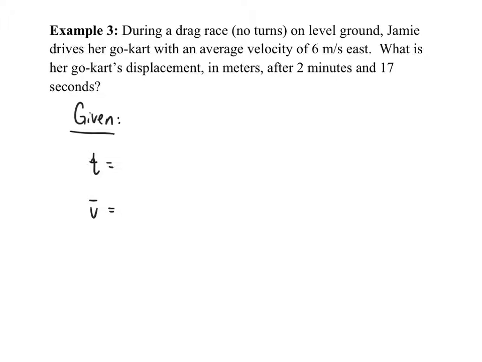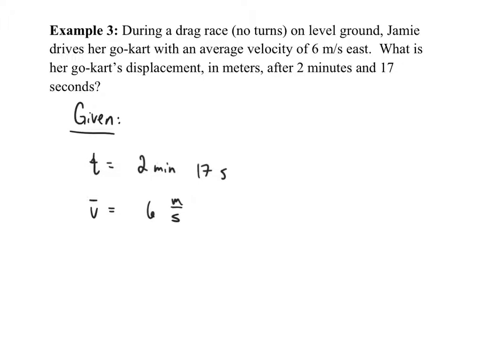Oh, actually, does it say? Yeah, average velocity, which is different than just saying velocity. Let's keep that in mind. So those values are given. Time is 2 minutes, 17 seconds, and the average velocity is 6 meters per second East. What are you thinking? East. Going to the right.